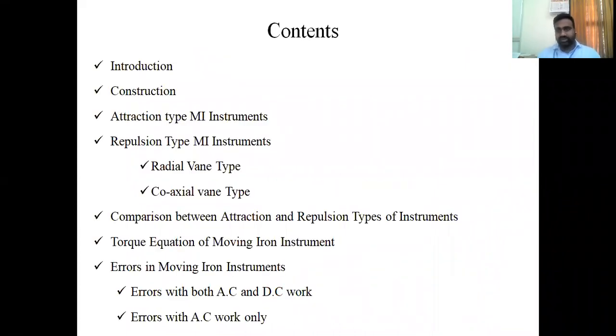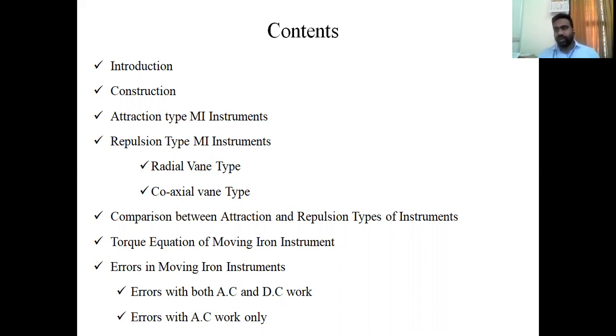In today's class, we will see the construction of MI instruments. We will see the various classifications of MI instruments, that is, attraction type MI instruments and repulsion type MI instruments. We will also discuss the subclassification of repulsion type MI instruments, that is, radial vane type and coaxial vane type MI instruments, and we will see the comparison between attraction type and repulsion type MI instruments. We will discuss the torque equation, and we will also see the errors of MI instruments.